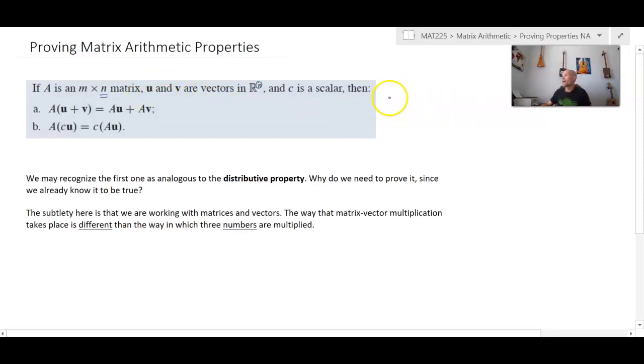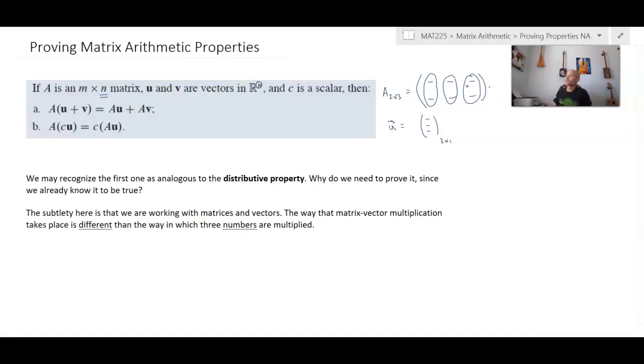If A is m by n, for example a 2 by 3 matrix, then it would have 2 rows and 3 columns. In that case, we know that in order for this product to take place, U and V would have to be 3 by 1, based on the fact that each one of these values in U is going to scale one of the 3 columns in A. That's why these vectors have to be in Rn. And then let's suppose C is some scalar, just a number, some constant. It could be negative, positive, 0, whatever.